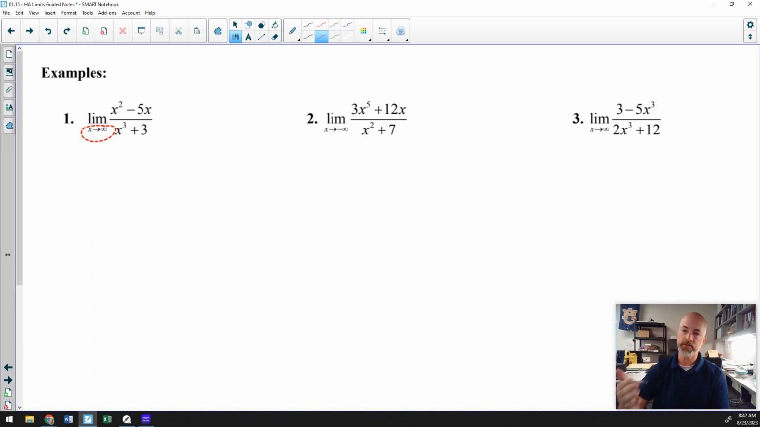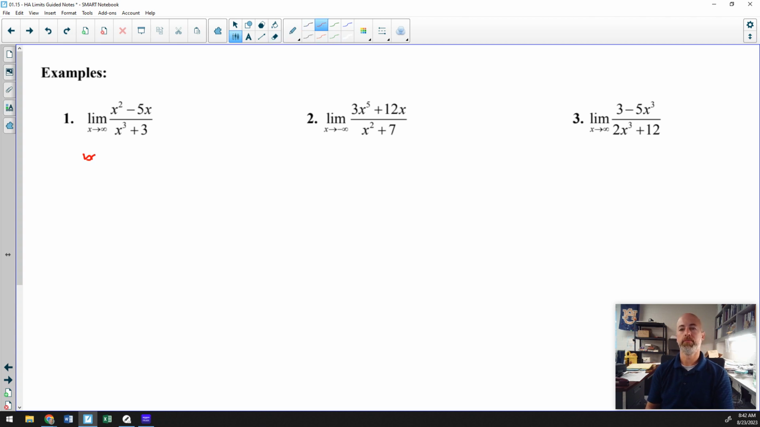Well, if x is approaching 2 instead of infinity, then you would have to do the substitution. You may have to factor. There are other techniques. So double check and make sure that x is going to either positive or negative infinity, as it is on number 2.